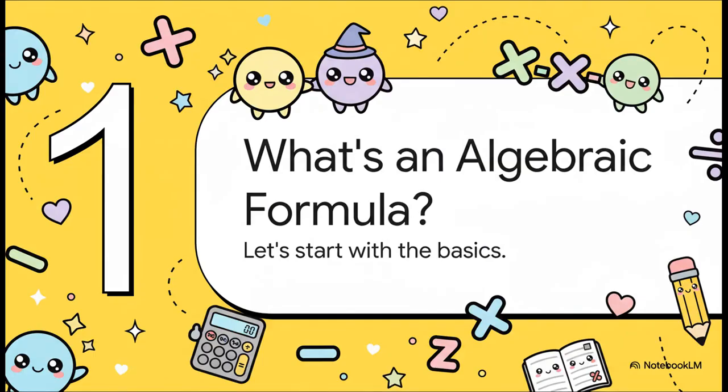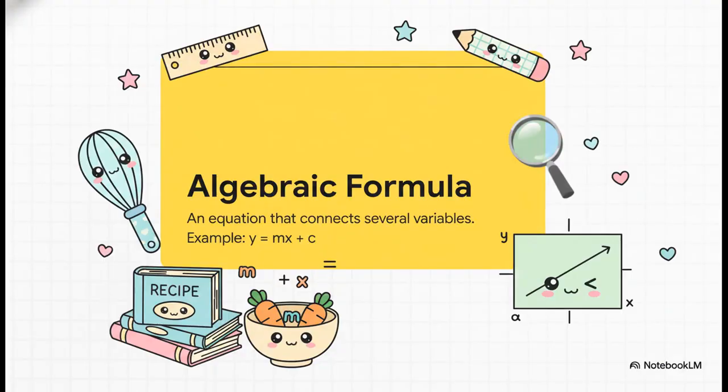All right, first things first. Before we can start twisting these formulas around and making them work for us, we've got to be super clear on what we're actually looking at. So, at its core, what is an algebraic formula? It's really just an equation that shows how a bunch of different things, we call them variables, are connected to each other. Think of it kind of like a recipe. This classic one here, y equals mx plus c, just tells you exactly how y is related to m, x, and c. That's all it is.